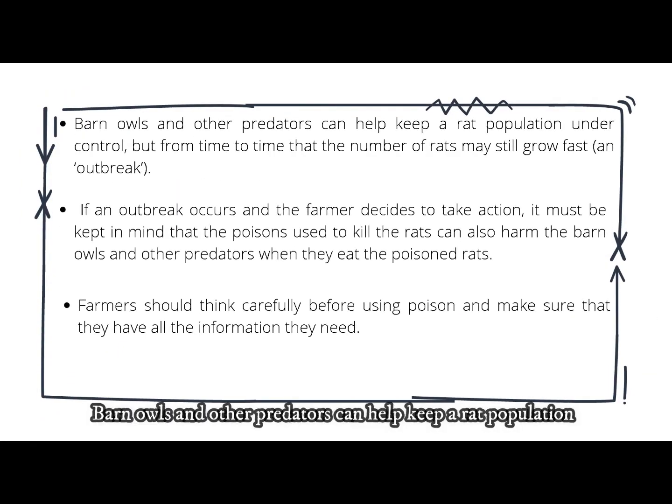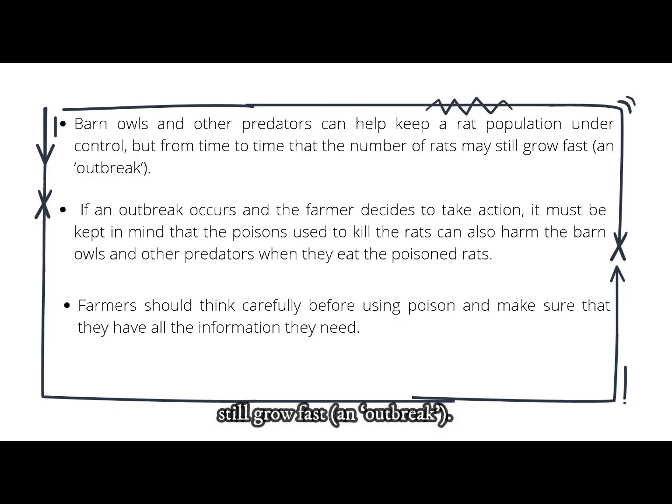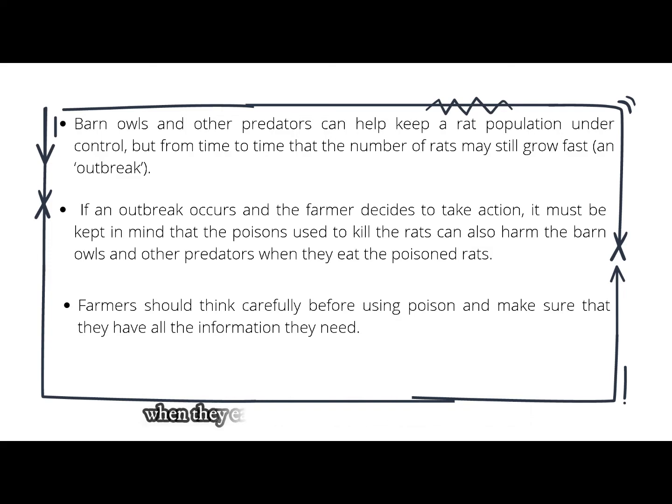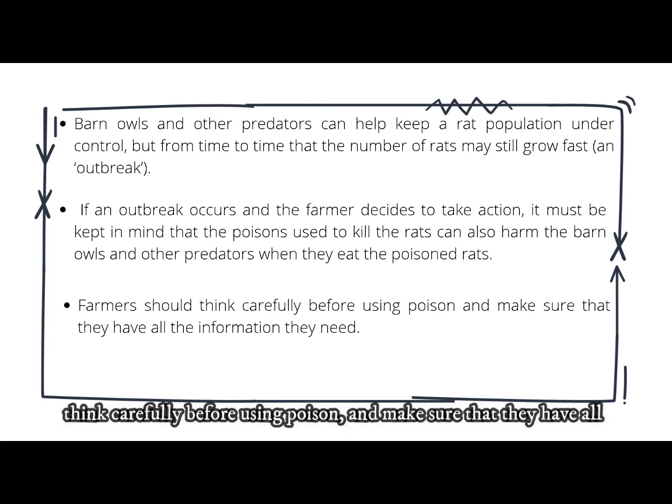Barn owls and other predators can help keep the rat population under control, but from time to time the number of rats may still grow fast, causing an outbreak. If an outbreak occurs and the farmer decides to take action, it must be kept in mind that the poison used to kill the rats can also harm the barn owls and other predators when they eat the poisoned rats. Farmers should think carefully before using poison and make sure that they have all the information they need.